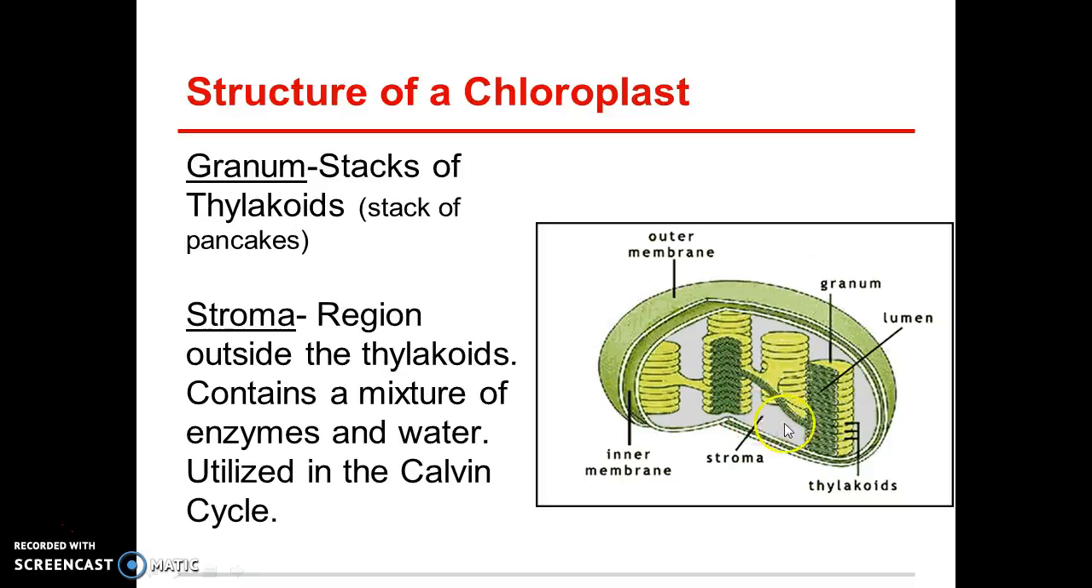Stroma is the area between the membranes and the thylakoids. So it's got a mixture of enzymes and water. This area is where the Calvin cycle occurs.